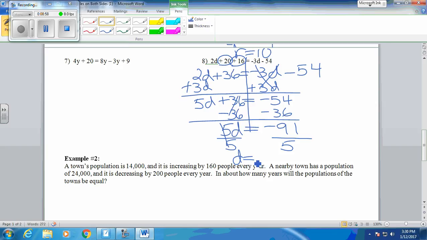And so 5 goes into 91 18 times, because 18 times 5 will give me 90. And then left over is 1, so it's 18 and 1/5. But don't forget, you had a negative divided by a positive, so your answer will be negative 18 and 1/5. You have to be very careful with your negatives here. So go ahead and try number 7.